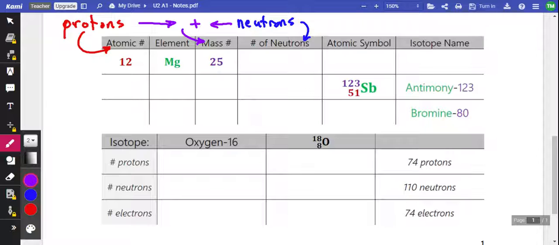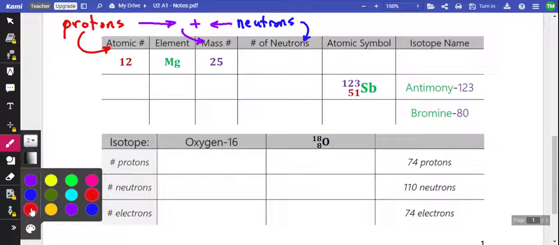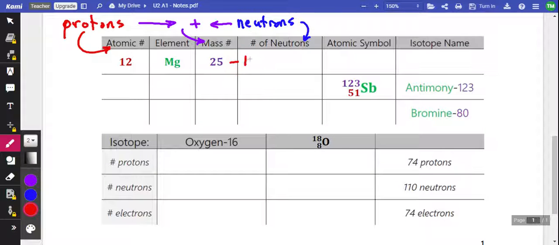But how many neutrons does this specific version of magnesium have? Well, since my mass number is my number of protons plus neutrons, and I've got 25 protons plus neutrons, I can subtract out the 12 protons I know I must have and wind up with the number of neutrons. So 25 minus the 12 protons I have leaves me with 13 neutrons.